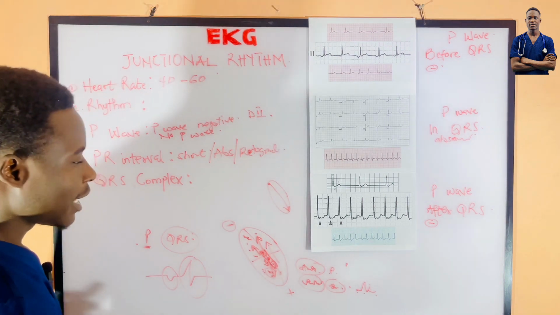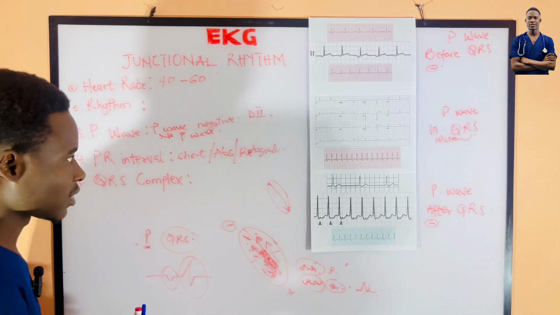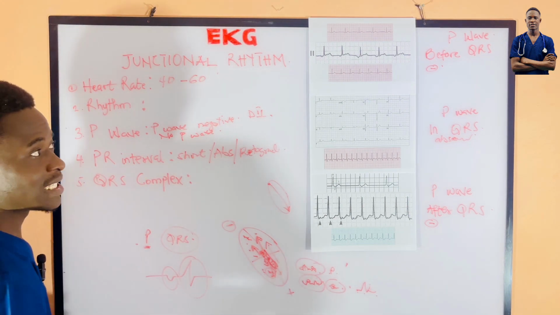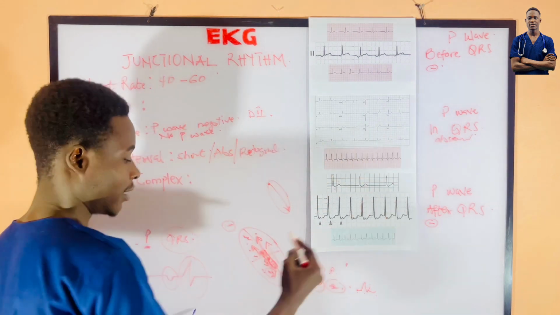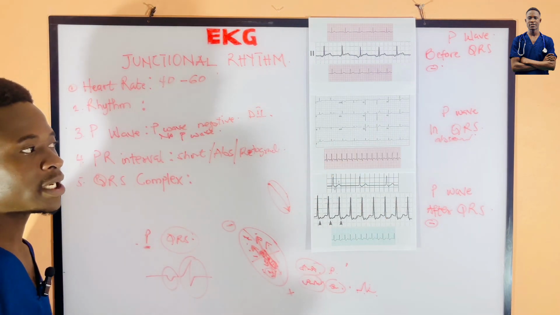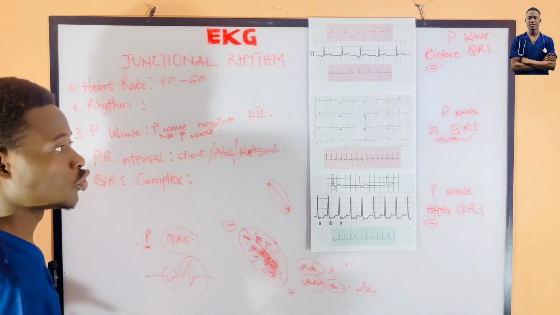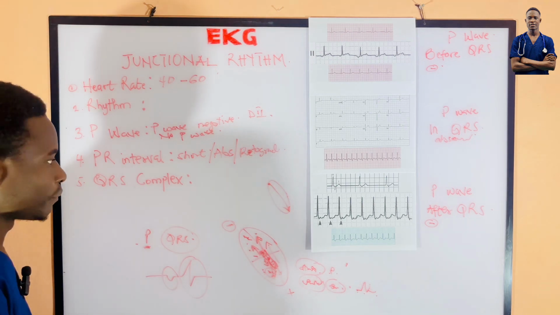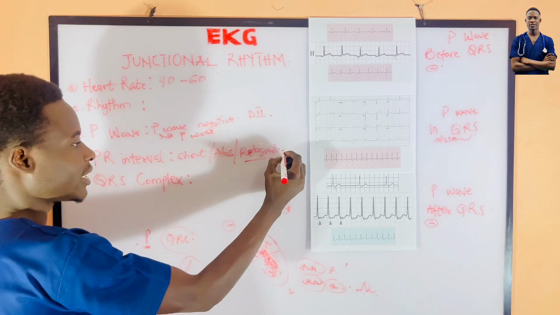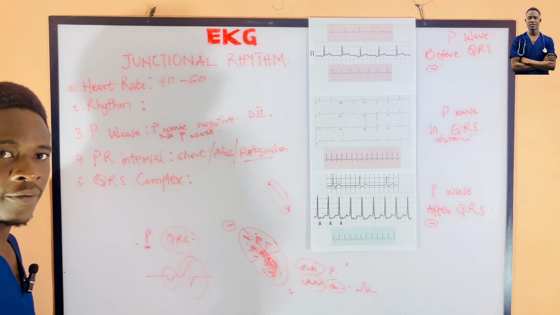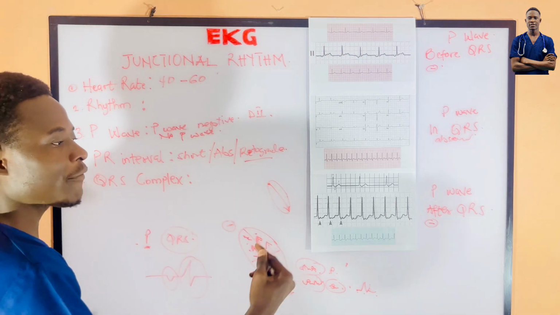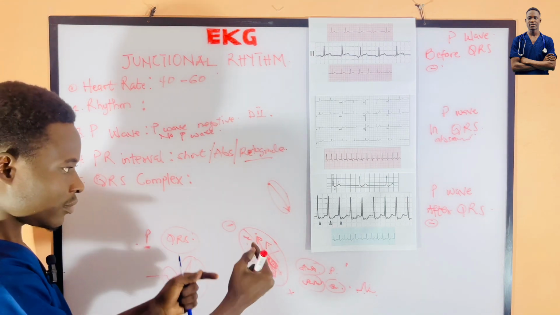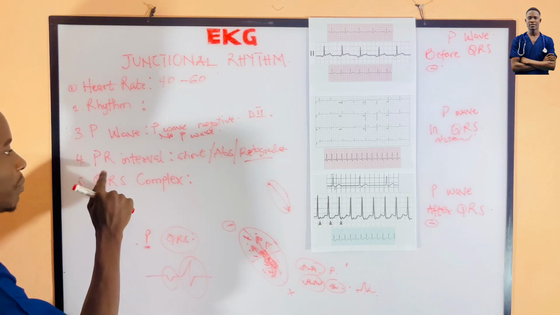Now, in a certain condition, you will see the absence of the PR interval. That is where the P wave will be hiding inside the QRS complex. So you won't see the PR interval. And lastly, the retrograde is where the P wave is generated after the QRS complex. So now it will be the opposite of the PR. Do you understand?